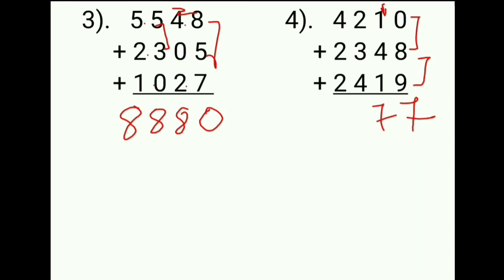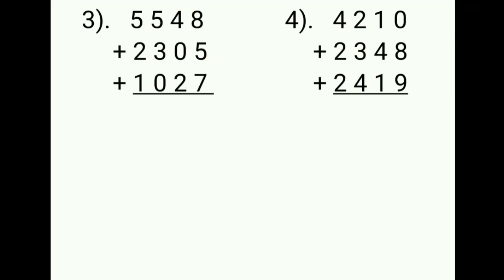Then we will shift to the hundreds place. 2 plus 3 is equal to 5. 5 plus 4 is equal to 9. Right? Then comes the thousands place. 4 plus 2 is equal to 6 and 6 plus 2 is equal to 8. So our answer is 8977. So now here ends our today's lecture.